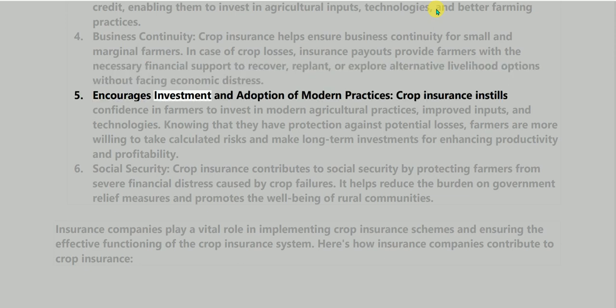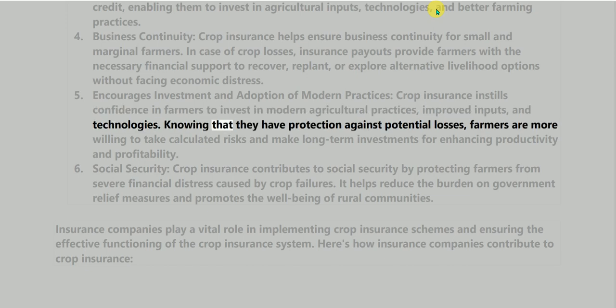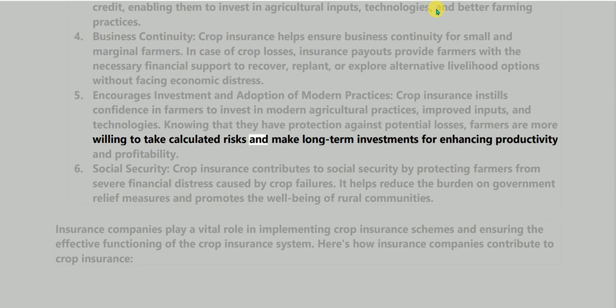5. Encourages investment and adoption of modern practices. Crop insurance instills confidence in farmers to invest in modern agricultural practices, improved inputs, and technologies. Knowing that they have protection against potential losses, farmers are more willing to take calculated risks and make long-term investments for enhancing productivity and profitability.